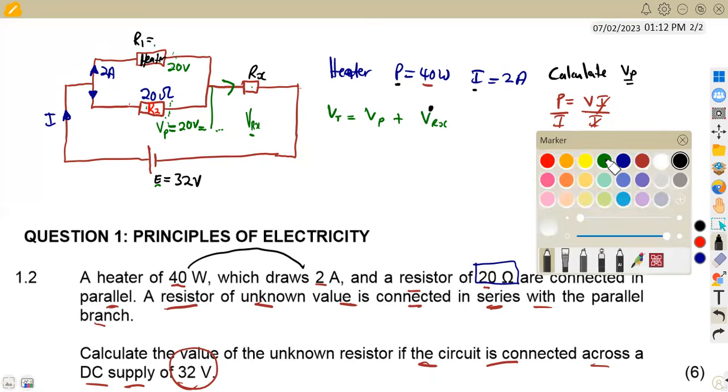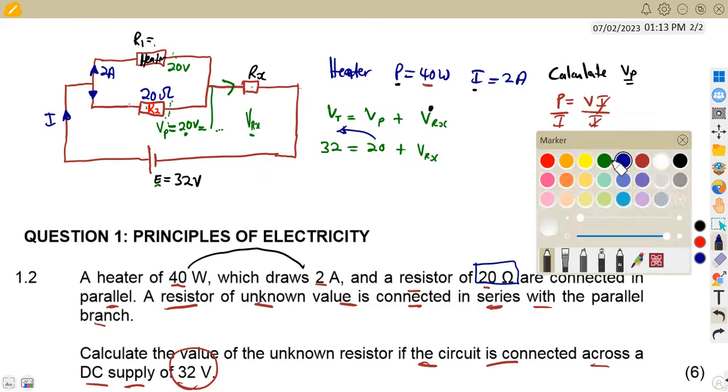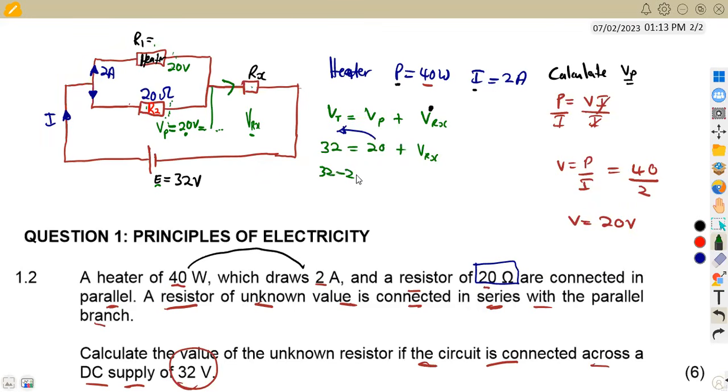All right, so let us substitute our values. VT is 32. For the parallel voltage, we took advantage of the power, so you obtained 20 volts there, plus VRX. Transposing 20 to the left-hand side makes it negative, so it's 32 minus 20, which is equal to VRX. 32 minus 20 is 12 volts. So VRX is equal to 12 volts. Across this resistor, we have 12 volts.